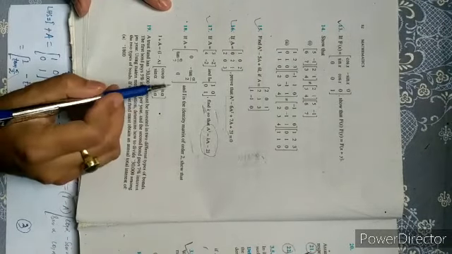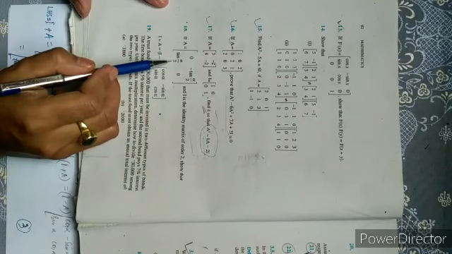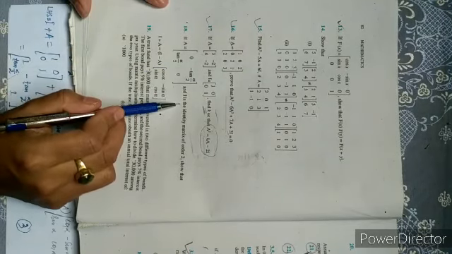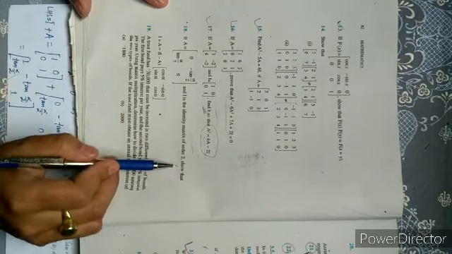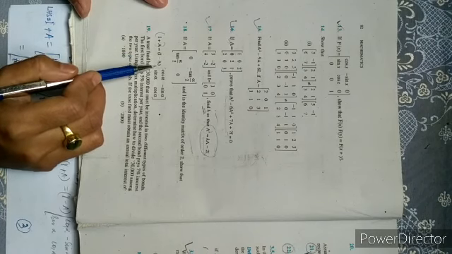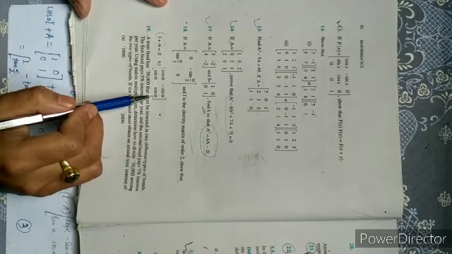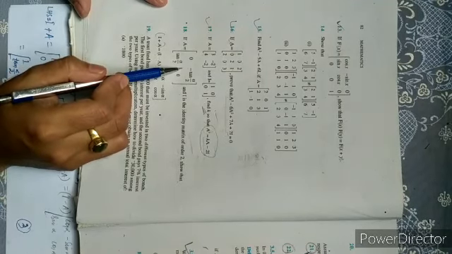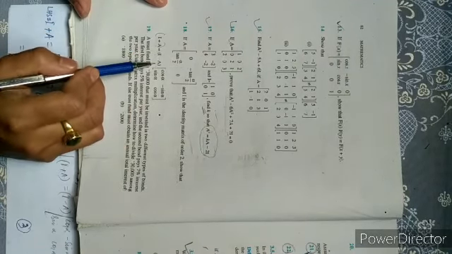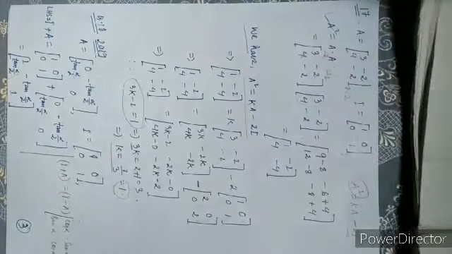Then the next question is question number 18. If A is a matrix of order 2 whose elements are 0, minus 10 alpha by 2, 10 alpha by 2, 0, and I is the identity matrix of order 2, prove that I plus A is equal to I minus A into the matrix whose elements are cos alpha, minus sin alpha, and cos alpha. Question number 18.